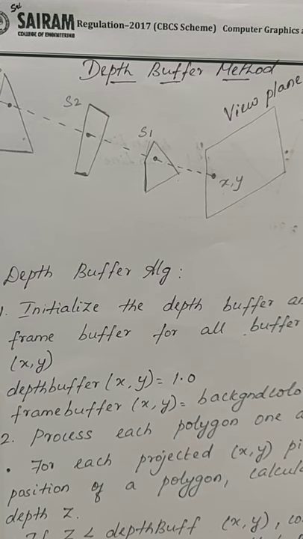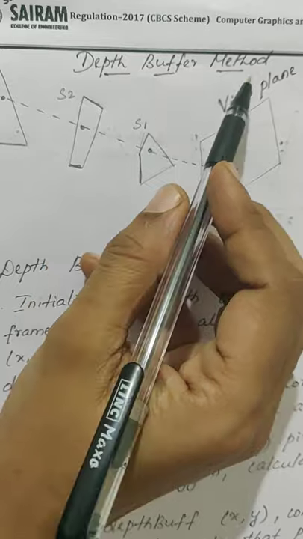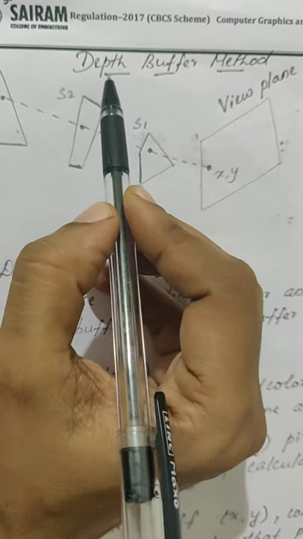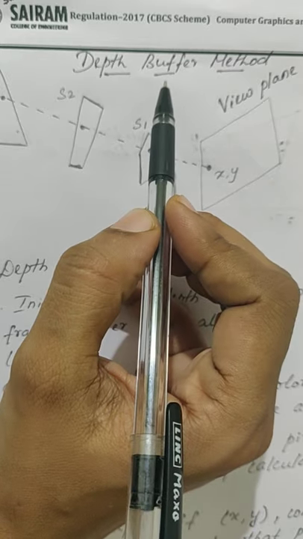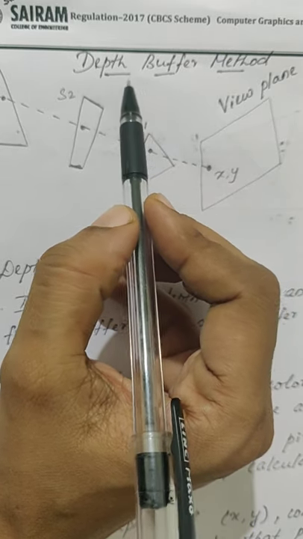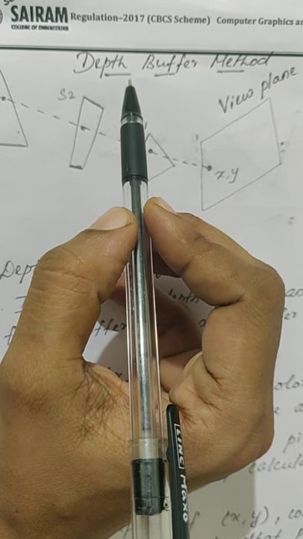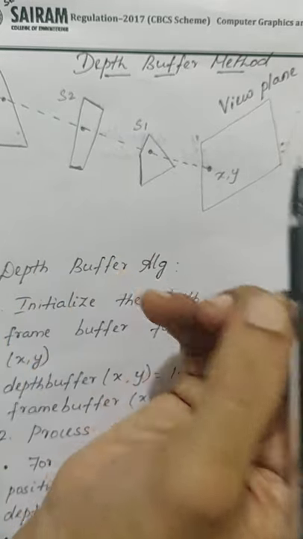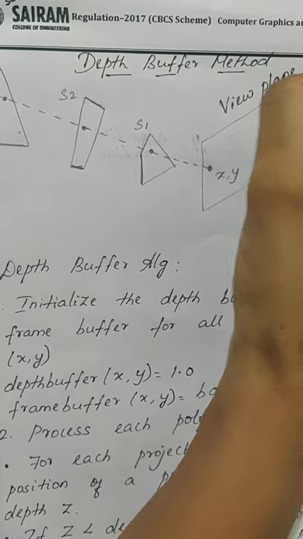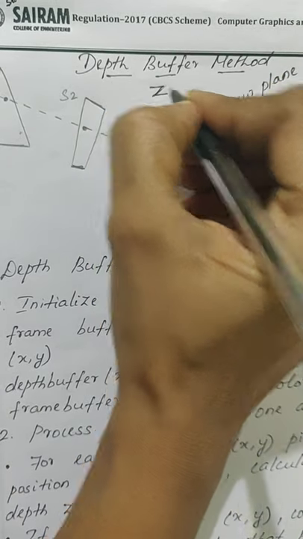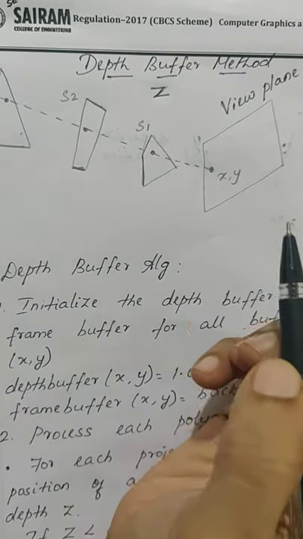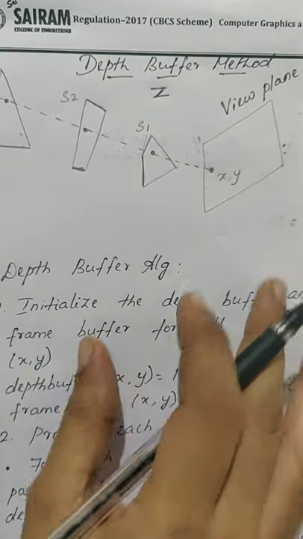And these VSD methods are classified into image space methods and object space methods. Under image space methods, we have the depth buffer algorithm. The other name for the depth buffer algorithm is the Z buffer algorithm. This method is used to identify the visible objects. Depth buffer, or it is known as Z buffer algorithm.